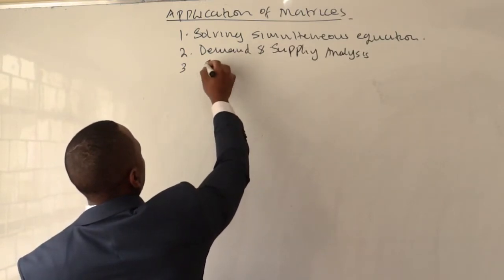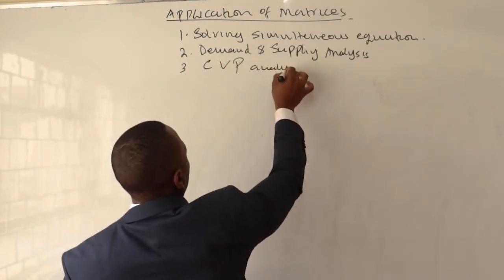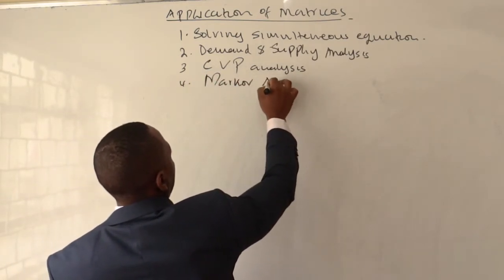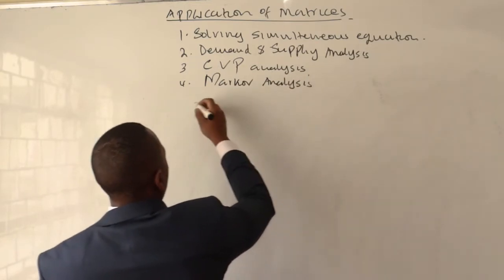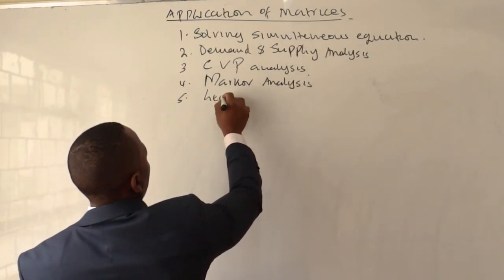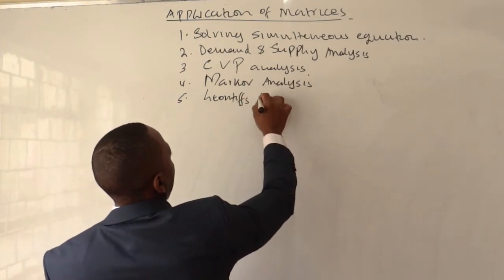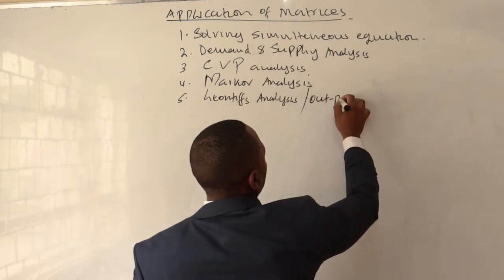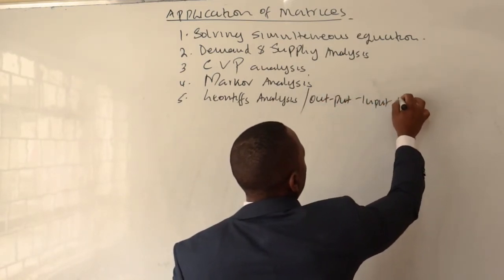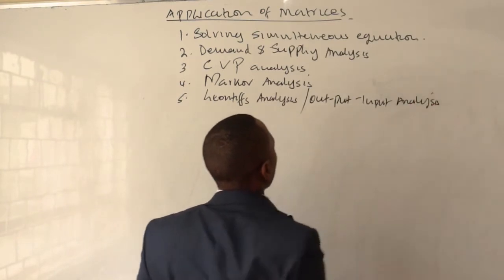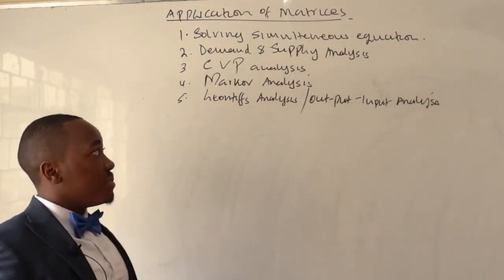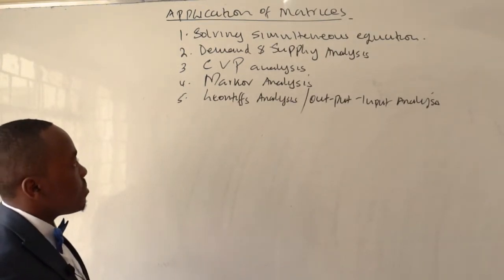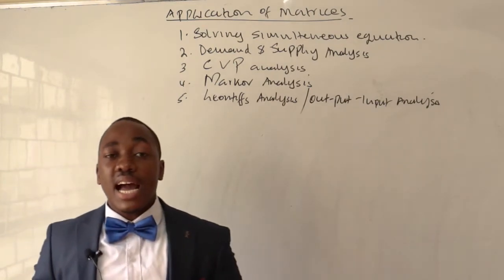Number three is also used in CVP analysis. Number four, Markov analysis. And number five, we have what we call Leontief's analysis, or output input analysis. Those are some of the applications of matrices in business: solving simultaneous equations, demand and supply analysis, CVP analysis, Markov analysis, and Leontief's analysis.